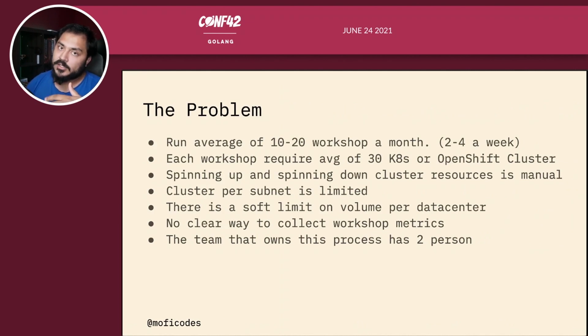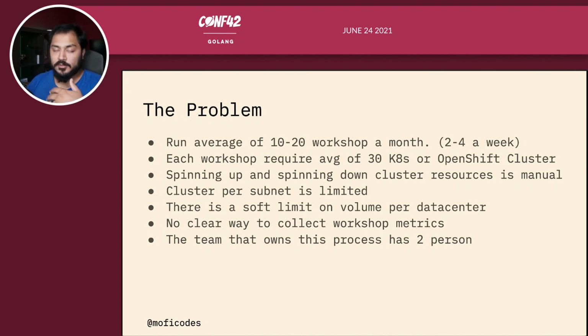And each of these workshops requires about 30 of these Kubernetes clusters or OpenShift clusters to be spun up. The highest we have done is probably 150. The lowest we have done is probably 5 or 10. But on average, we're looking at about 30 of these Kubernetes clusters. Spinning up and spinning down cluster resources, if you're just following the UI, is a manual process, right? You're clicking buttons, filling in forms. Or if you're using the CLI, you're typing in a command and you can create one cluster at a time.